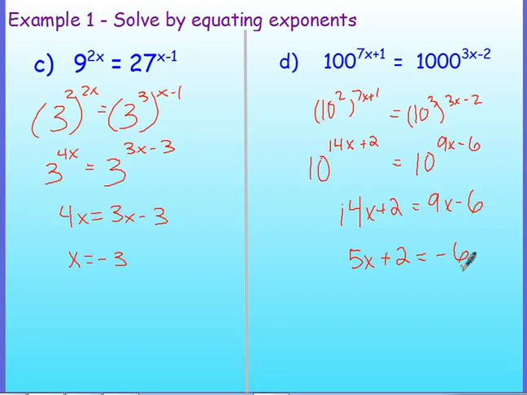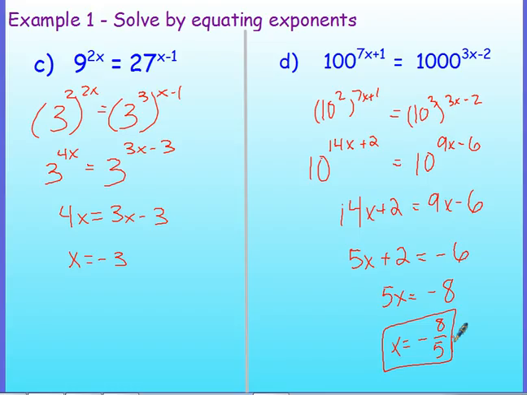Subtract 2 from both sides. I'm trying to get this alone, so I got to get rid of the plus 2. So I'm going to subtract 2 from both sides. So I have 5x equals negative 8. And then finally, x equals negative 8 over 5. Can I get a fraction as an answer? Yeah, it's a number, as long as I did the math right. No problem. I should try and reduce it if I can, but in this case I can't.